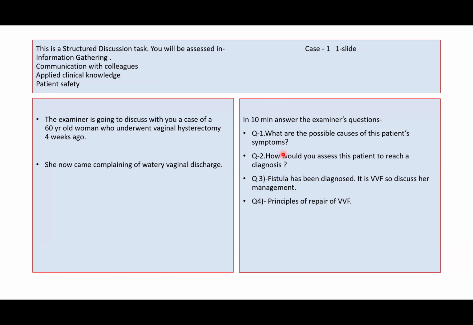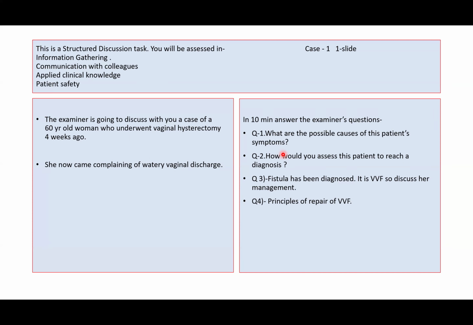And for her ultrasound, abdominal pelvic ultrasound, to see any pelvic collection. And for diagnosis of the fistula, if there is a suspicion of fistula, then I can perform the 3 swab test with the methylene blue.